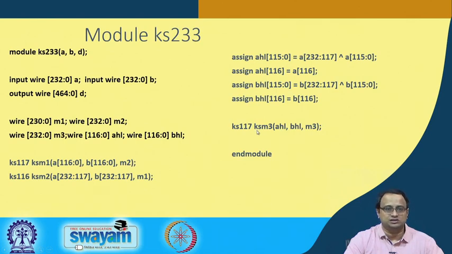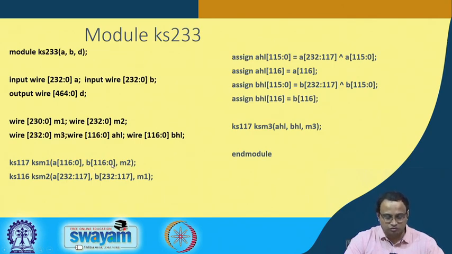So, these are the three instances of doing the Karatsuba operation. As you see, the first thing that I have done is that I have split up A into two parts: one which goes from 0 to 116, and the other which goes from 117 to 232.